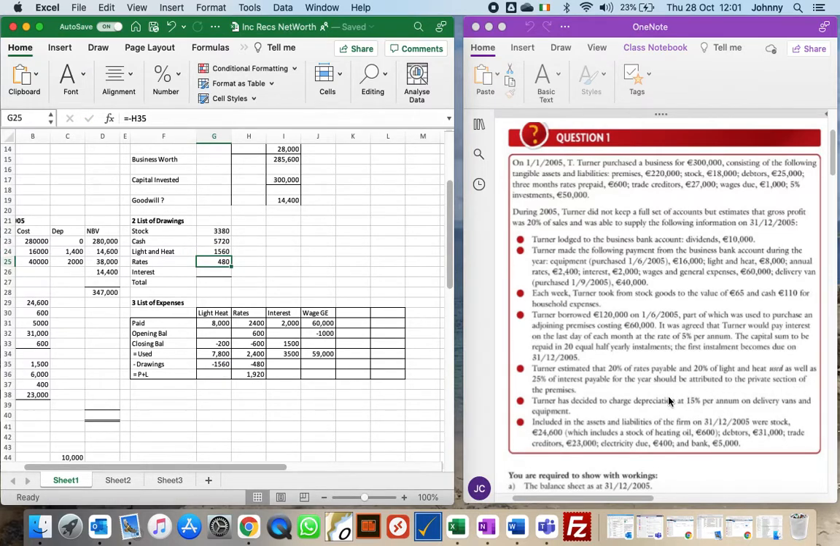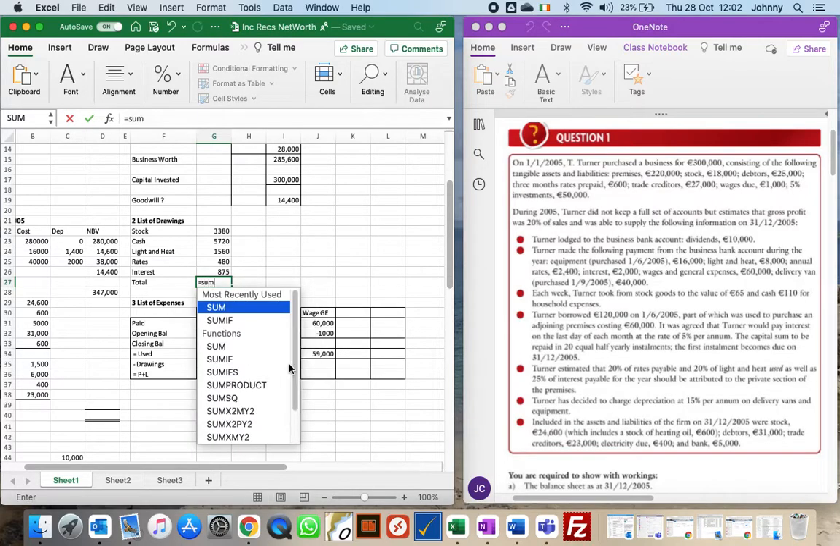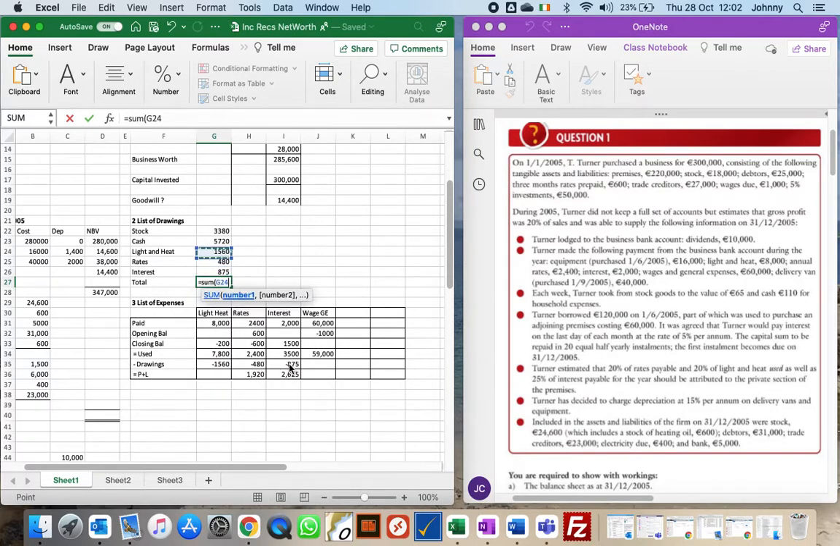And the last one then is 25% of interest payable. Again, that's the amount used, not the amount we've paid, but the amount payable. That means the amount we should have paid. And it's 25%. So that means the total drawings is all of those numbers added together.